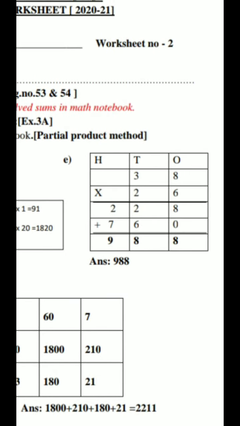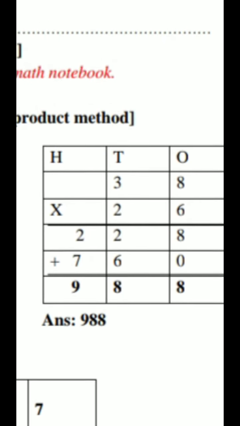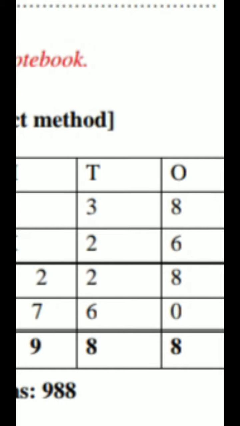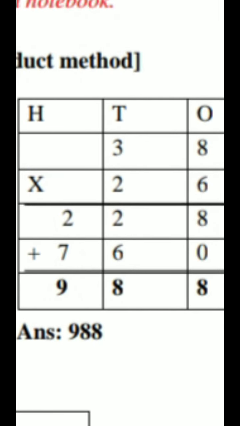Similarly, the partial product method is applicable here also for this sum. 38 multiplied by 26. Your first product of single digit 6 multiplied by 38 is 228, and 38 multiplied by 2, but as it is in the tens column, you will take it as 20. So 38 into 20 is 760. Add both the products and the final answer is 988.